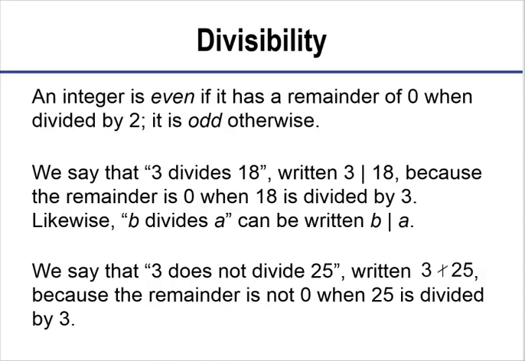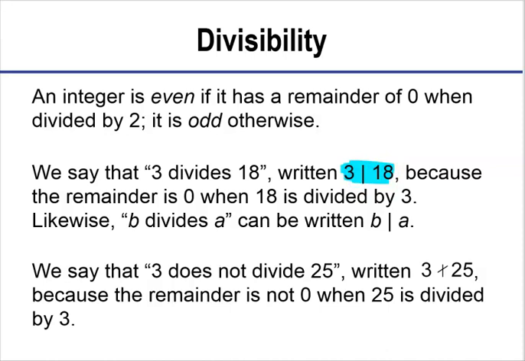So when people think of even numbers, it's 2, 4, 6, 8, 10, 12, that kind of thing. But what's common to all those numbers is if we divide by 2, the remainder is 0. On the other hand, if you take 5 and divide it by 2, the remainder is 1. So we say that 3 divides 18. Notice the notation here. This may be new to you. So 3 divides 18. That means 18 is divisible by 3 because the remainder is 0 when 18 is divided by 3.